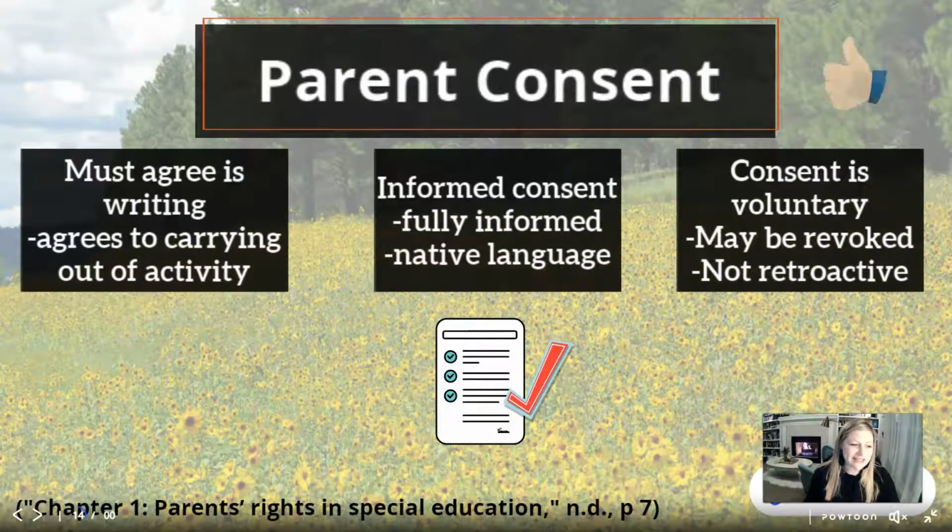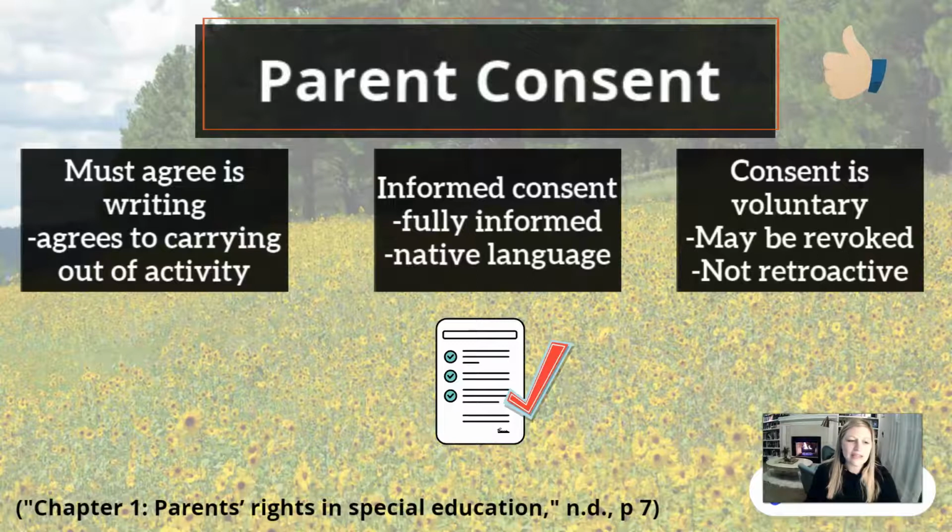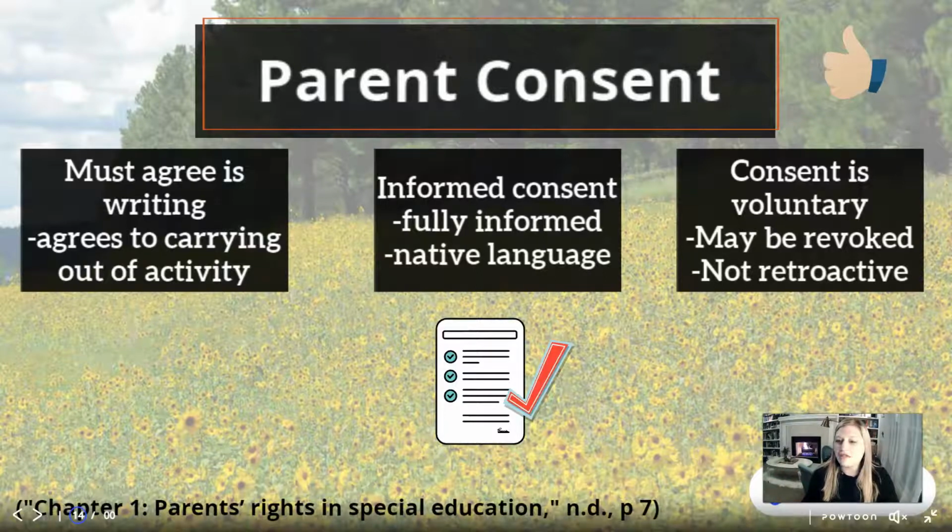So parental consent is the parent must agree in writing to the actions within the prior written notice. So they must agree in writing to the carrying out of the activity, wherever that is. And it must, again, be informed consent, fully informed. They know what has happened. It's provided in their native language. And they also should know that their consent is voluntary. It may be revoked. That revocation is not retroactive.